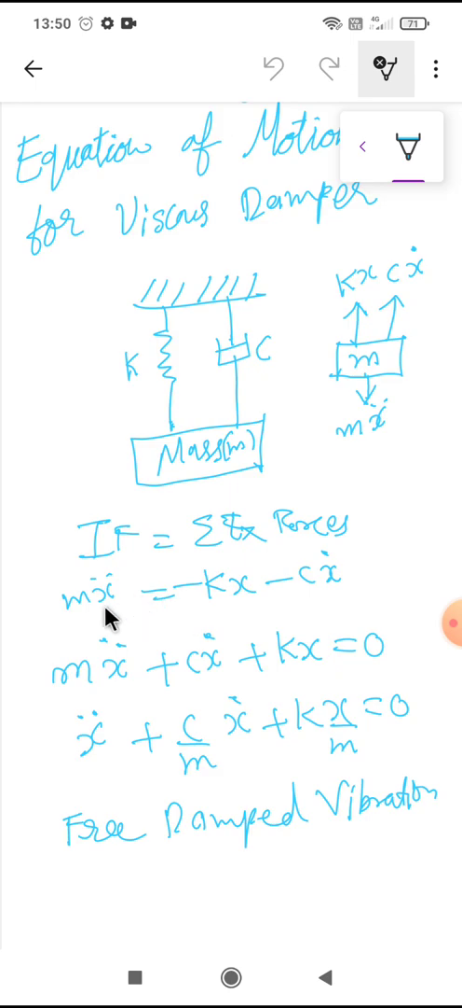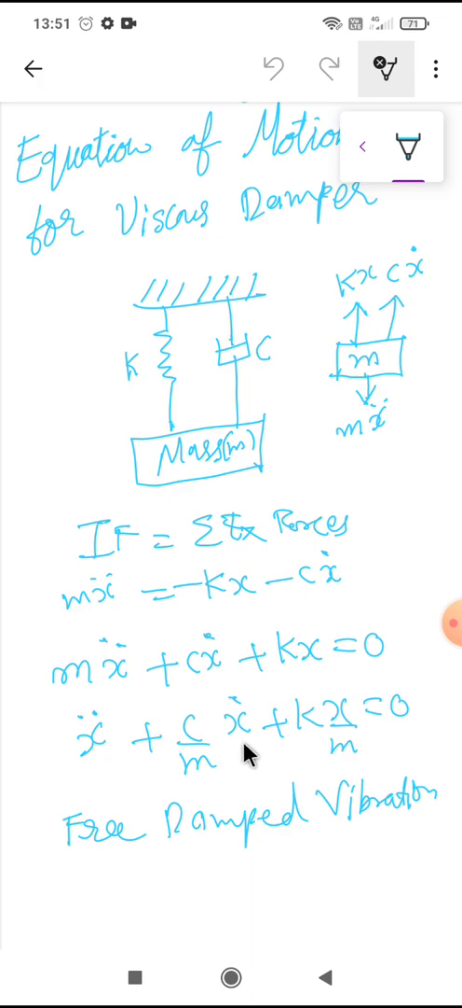Now for sign convention, if we take the downward force as positive and the upward force as negative, then we get mx double dot is equal to minus kx minus cx dot. If we bring all the negative terms to the left hand side, we get the equation mx double dot plus cx dot plus kx is equal to 0. Now if we divide the whole equation by mass m, we get x double dot plus c by m x dot plus k by m x is equal to 0. So this is the equation of free damped vibration.